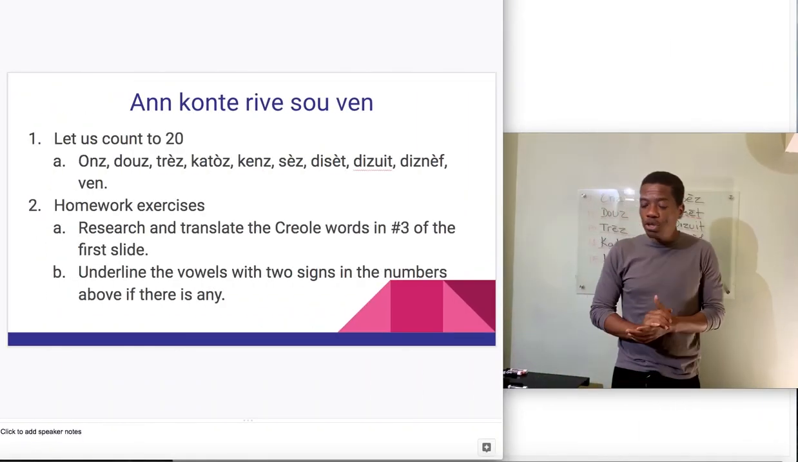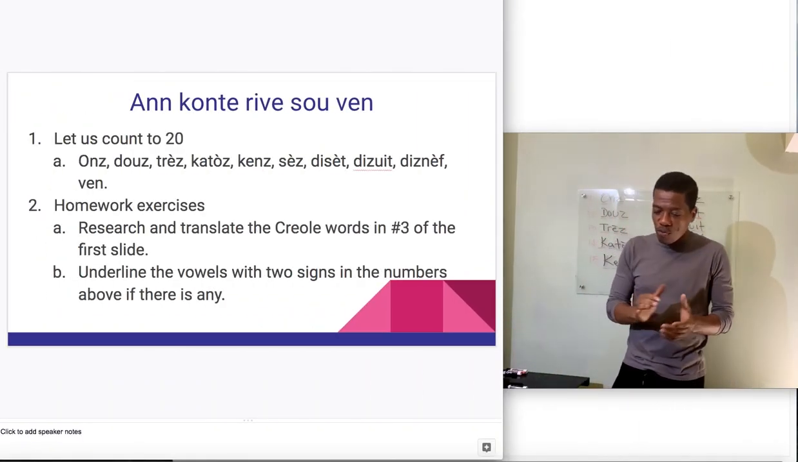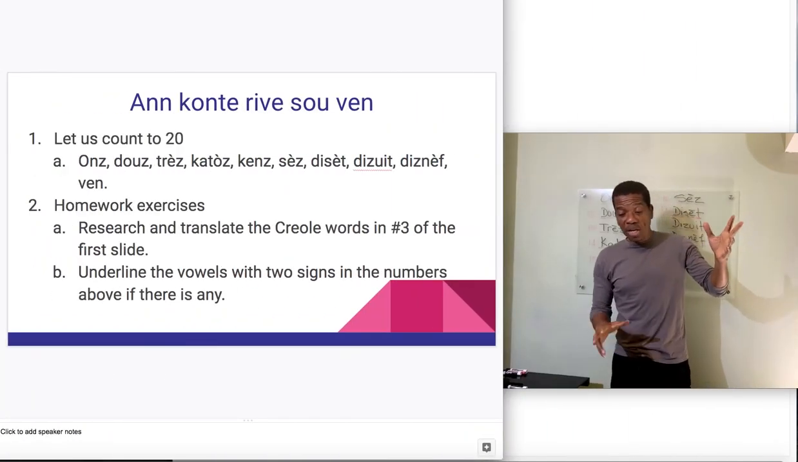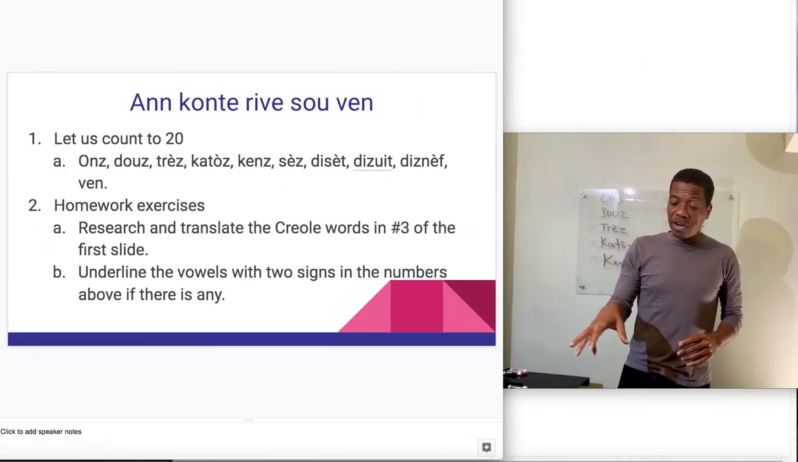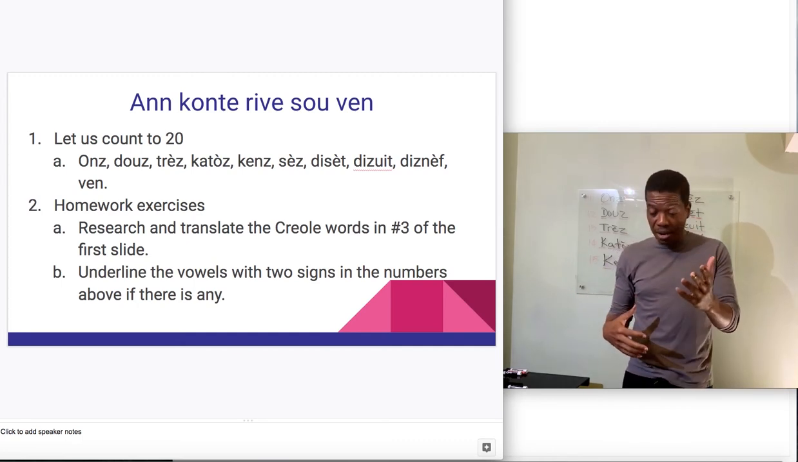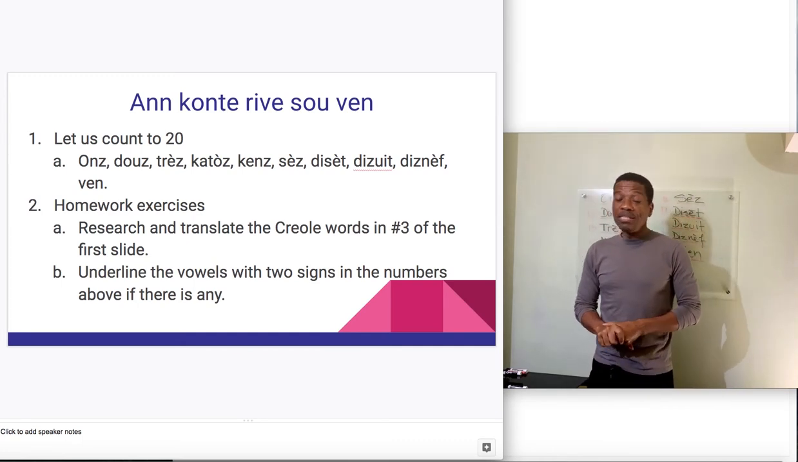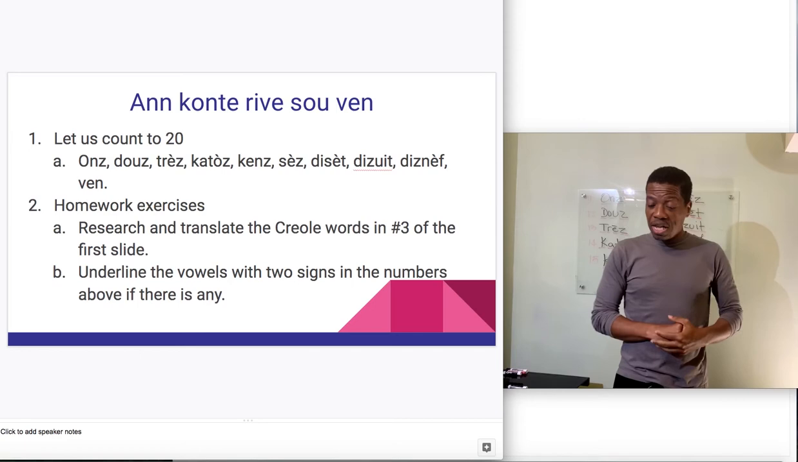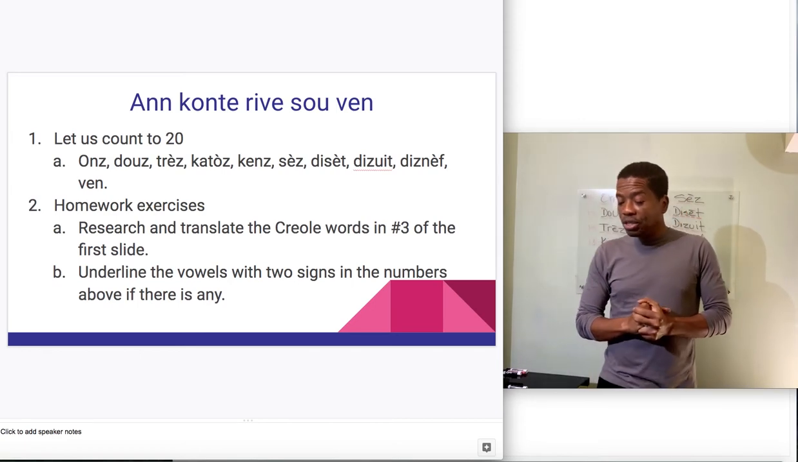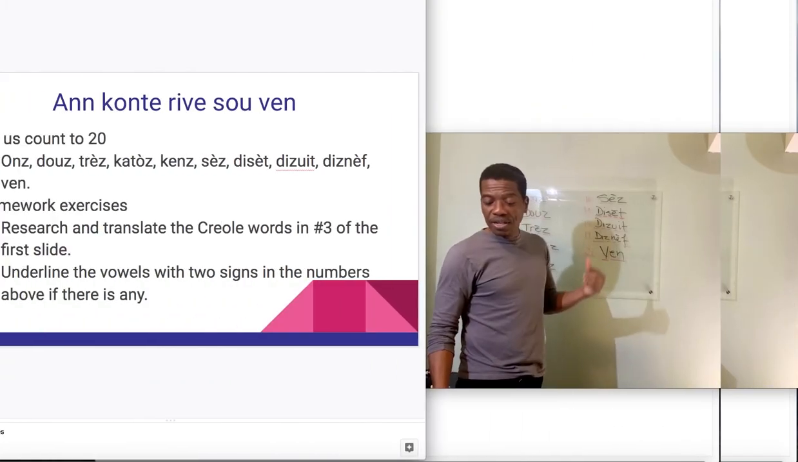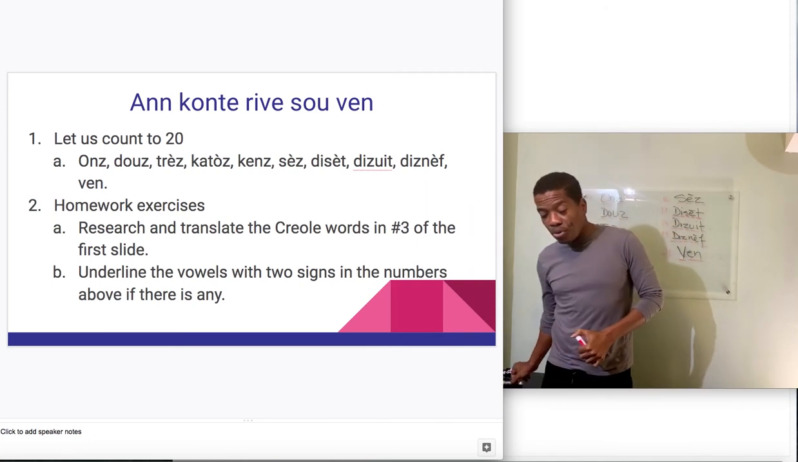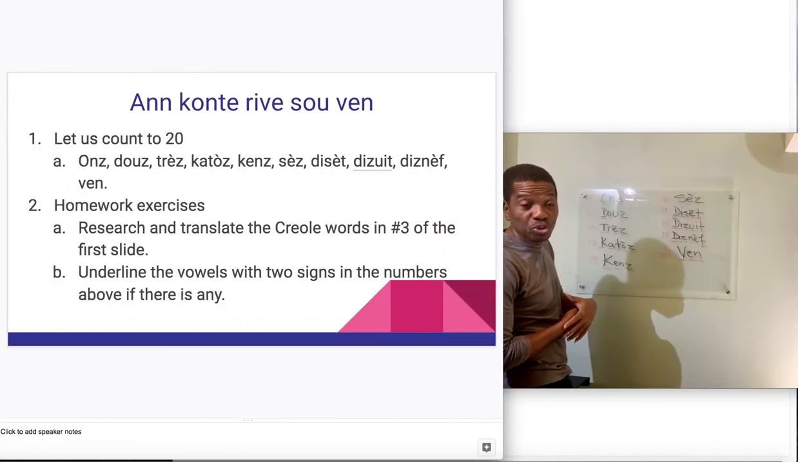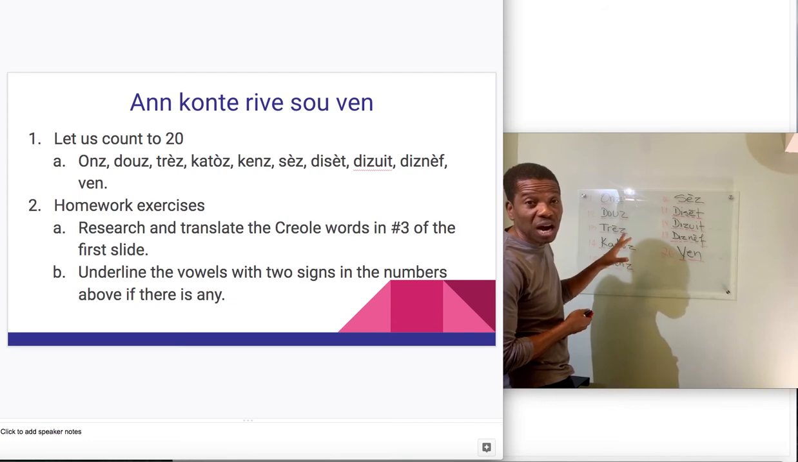Now, here's what I want you to do. Homework already for you. The first slide of lesson 3, all the Creole words there, you're gonna go research them and see what they mean in English. Now the other thing you're gonna do, let's do it right now. In the numbers here, we're gonna underline the vowels with two signs.